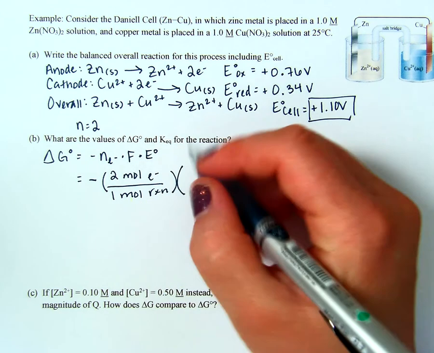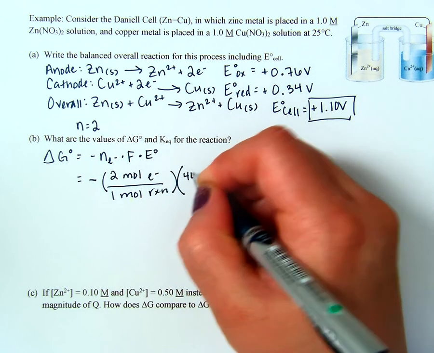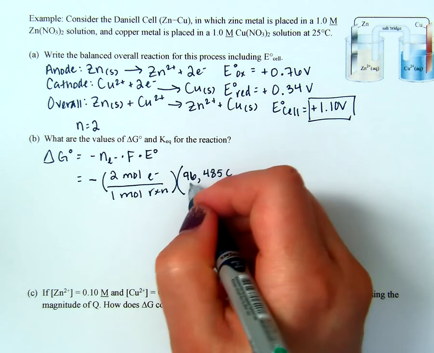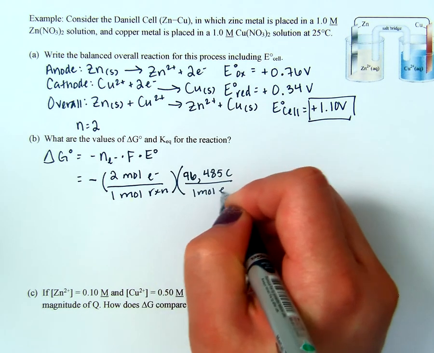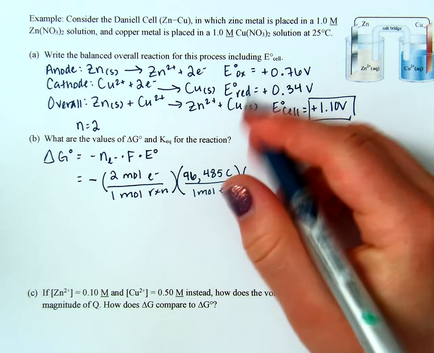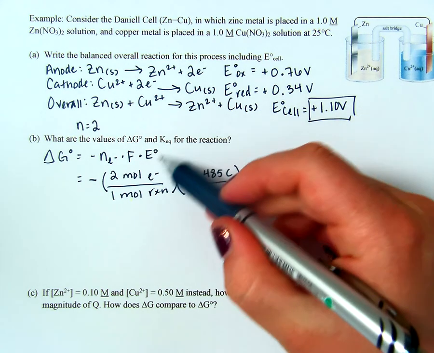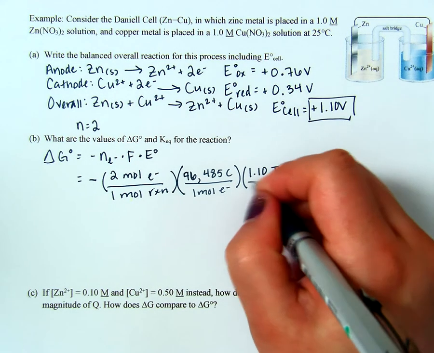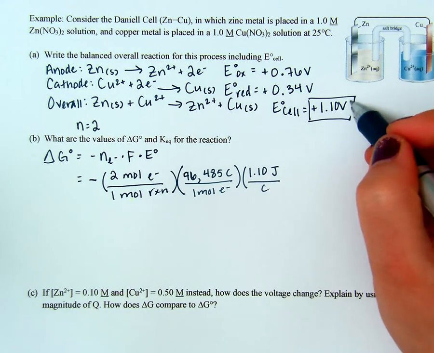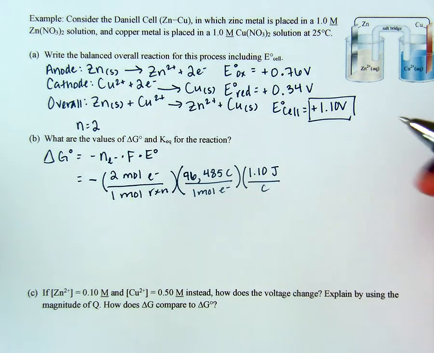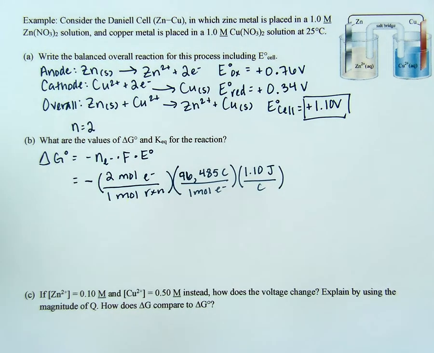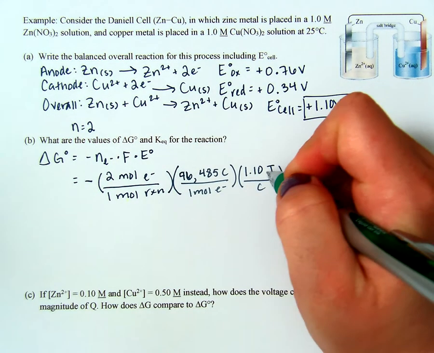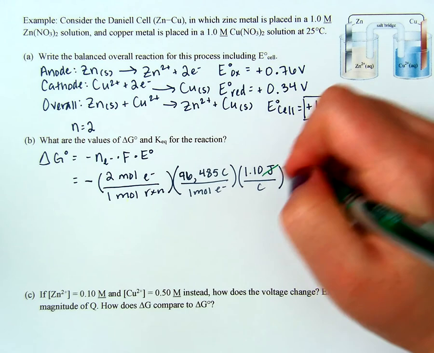My F, my Faradays, are 96,485 coulombs over 1 mole of electrons. 1.10, and I'm looking at my E cell right here, which is what I figured out above, 1.10 joules per coulomb, which is a definition of a volt, joules per coulomb. I'm putting that in here so I can cancel out my coulombs. Plugging all of this in, well first actually, let's go ahead and cancel our units. So I have my joules going away. Oh, sorry, not going away. Keeping my joules.